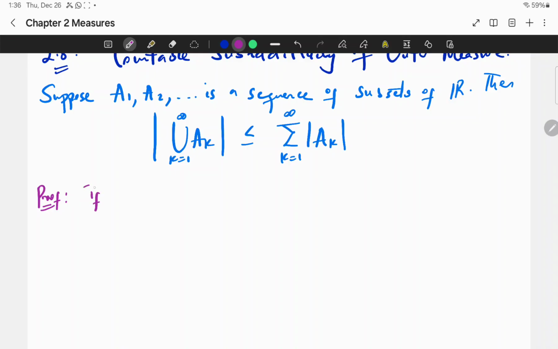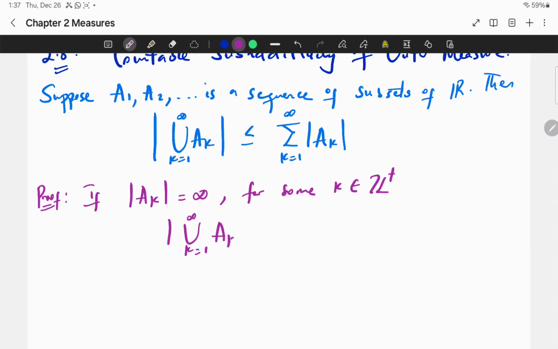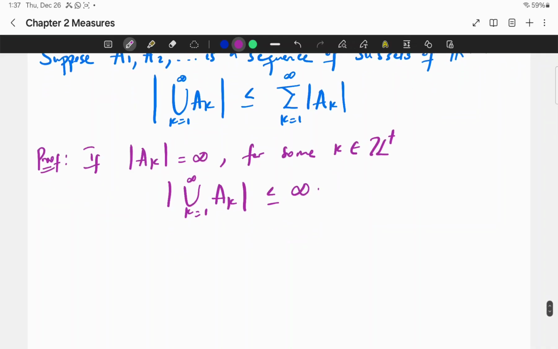So first, if the outer measure of A_k equals infinity for some k, which is a positive integer, then the inequality will hold, right? Because the left hand side will either be equal to infinity or less than infinity. And if one of these is infinity, the summation of any number with infinity will also equal infinity. So we have to make the assumption that the outer measure of A_k is less than infinity for all positive k's.